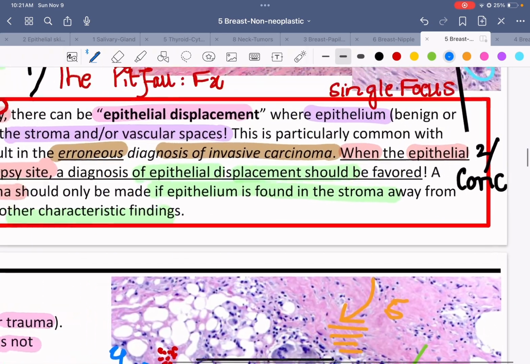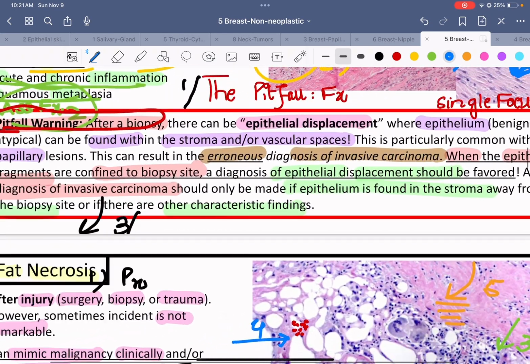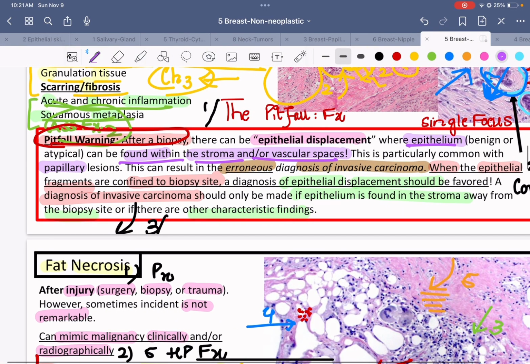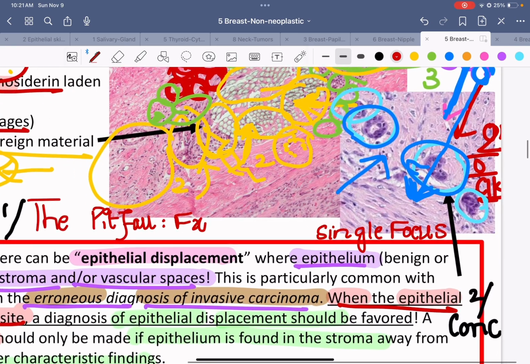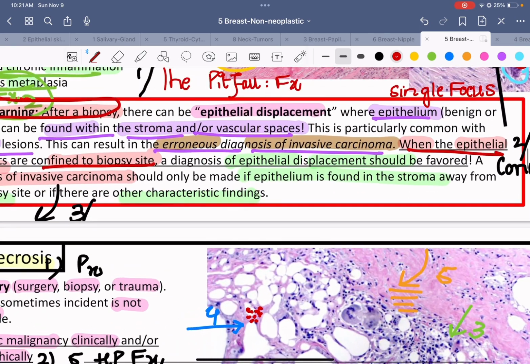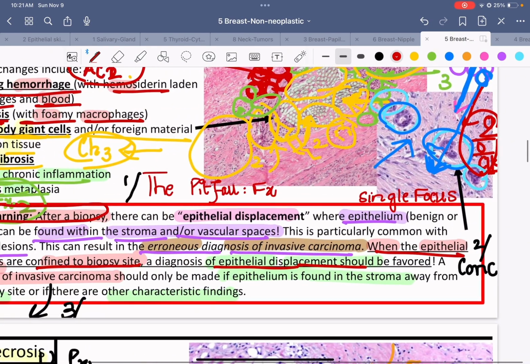Okay, so this is what Dr. Kurtz says as well: the epithelium can be found within the stroma, or it can be found in the vascular spaces, and this is particularly common with papillary lesions. This can lead to an erroneous diagnosis of invasive carcinoma because the epithelial fragments were displaced by the biopsy site, right? Therefore, whenever your grosser has said that this is 2 o'clock, the site of the previous biopsy, you should make a diagnosis of epithelial displacement because there is a known history of previous biopsy at this site, and this is not true invasion.